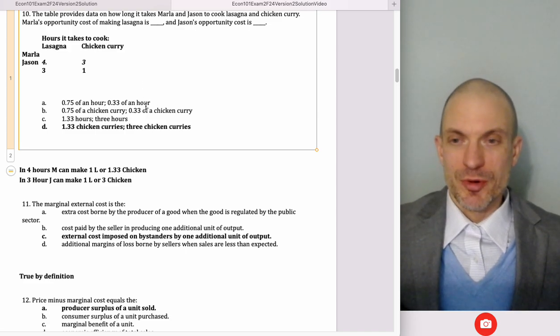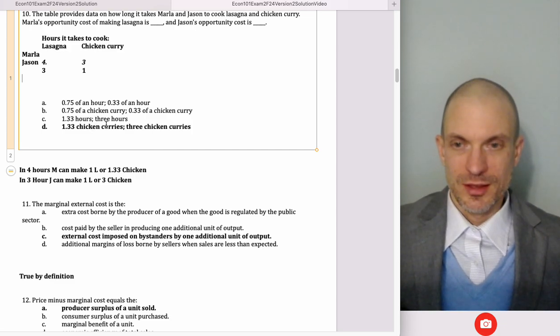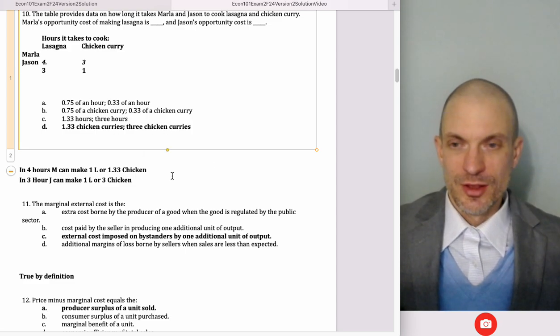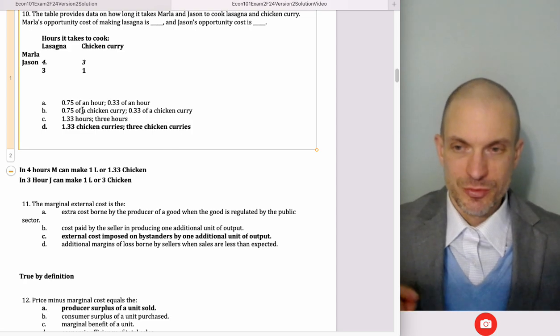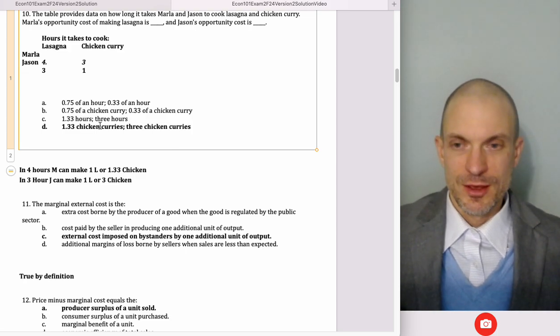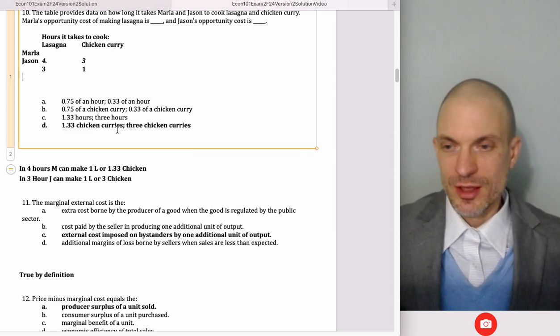Who has the lowest opportunity cost? M. So M has the comparative advantage in lasagna. Jason's opportunity cost is higher for making lasagna, 3 versus 1.33. Jason would have the comparative advantage in making chicken curry. And if we flip these, he would give up fewer lasagnas for each chicken curry.